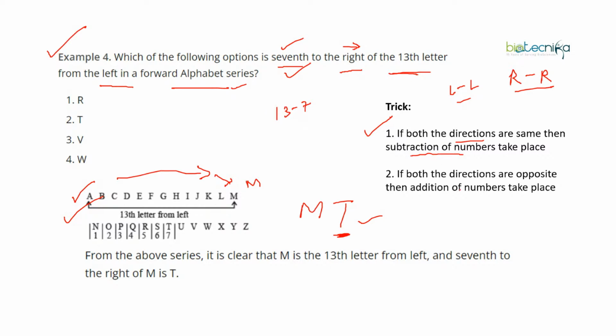But if it is in opposite direction, that is in our case, then what we have to do is 7 and 13, 7 plus 13, we just have to add these two. That means we'll get 20. Now देखना है 20 कौन से पोजीशन पे है in the alphabetical series. 20 के पोजीशन पे कौन सा letter है? We get T.